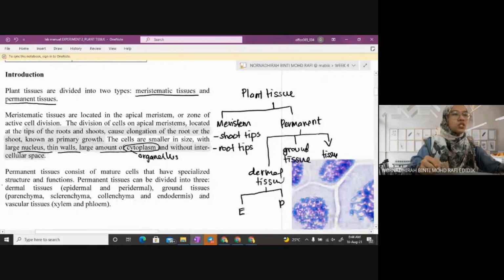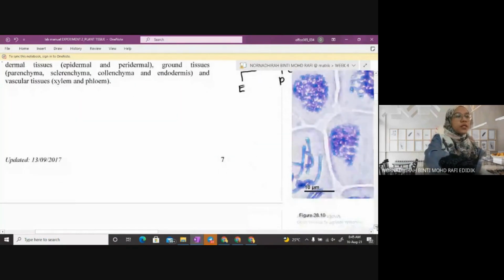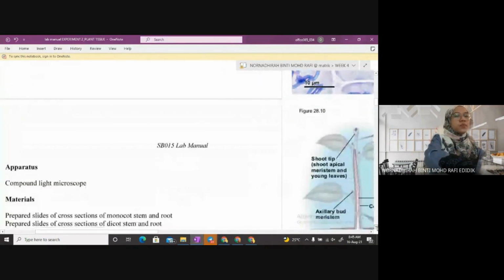Okay, and then ground tissue, dia ada 3, sclerenchyma, parenchyma, collenchyma, and vascular tissue, xylem and phloem. Itulah dia. So ini sebenarnya you guys kena buat untuk discussion nanti. Okay, mudah je. Okay, kita tengok ya, what you need to do for this experiment.